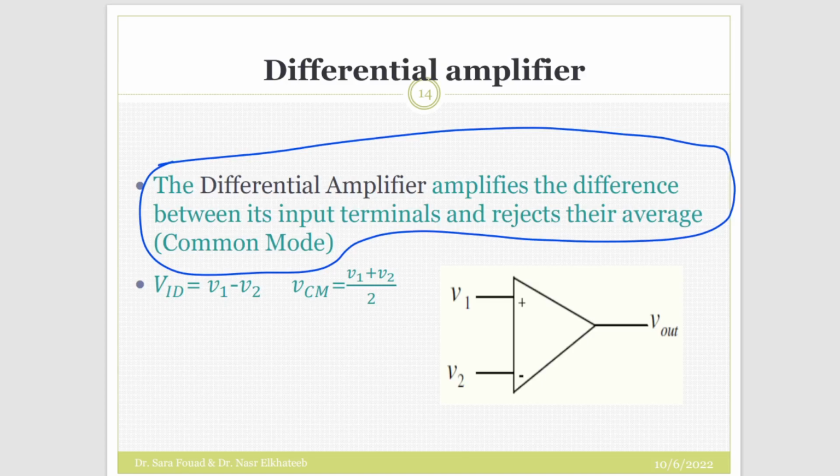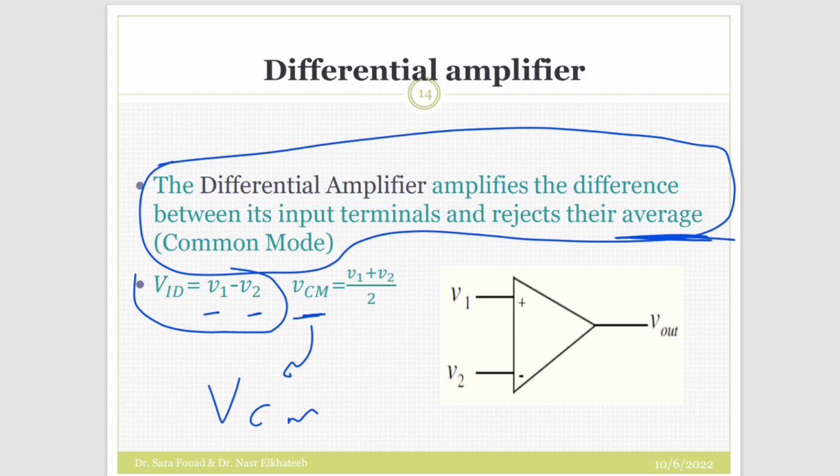So this equation says that we have Vid equals V1 minus V2, and we have Vcm. This means the voltage common mode, and this equals V1 plus V2. So the voltage common mode is actually their average.